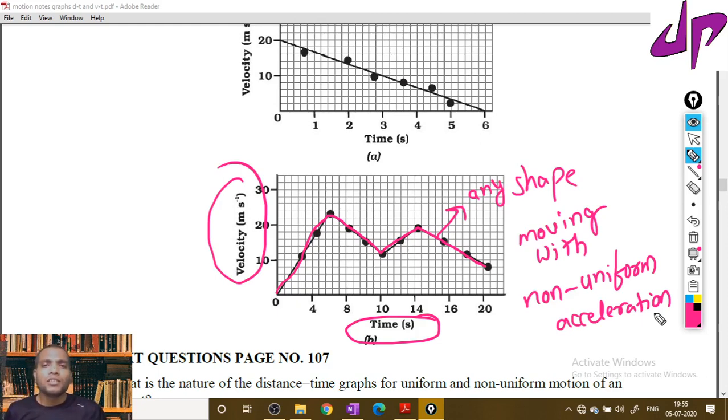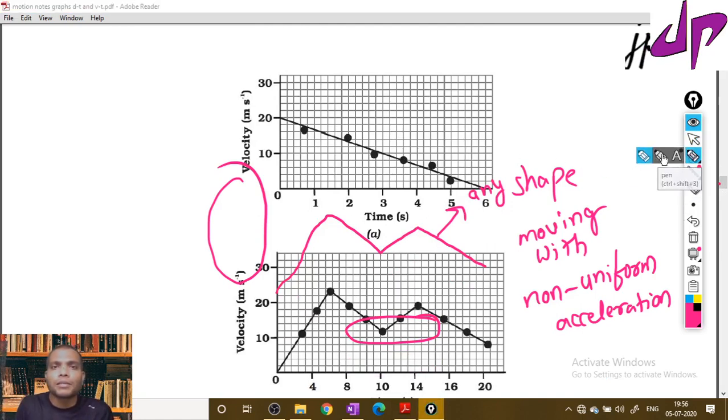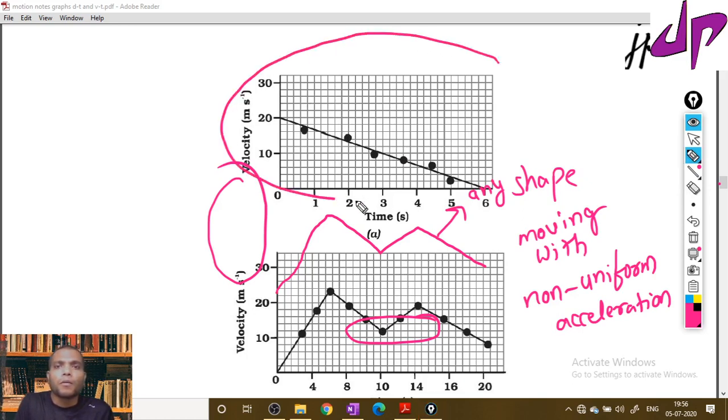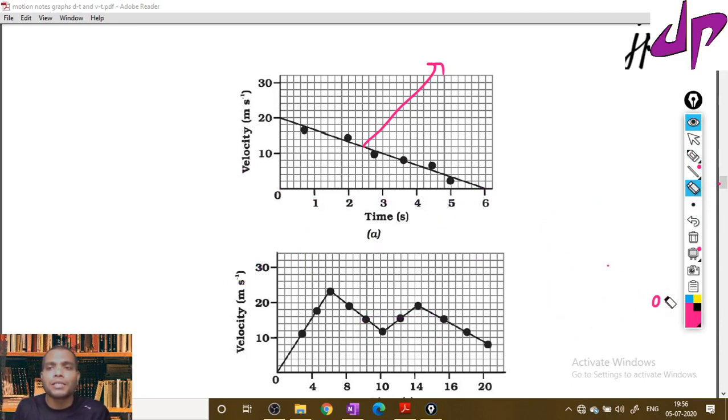This is the general case whenever we are cycling or taking our vehicle. Almost all the cases are non-uniform cases. And one more example is given just above. The graph shows the velocity versus time graph, and this graph tells about the velocity uniformly decreasing. So this is another case. These are the three different cases we discussed in the velocity versus time graph.